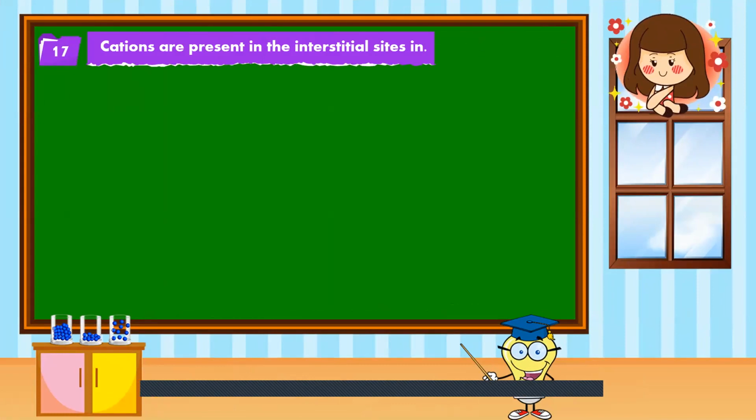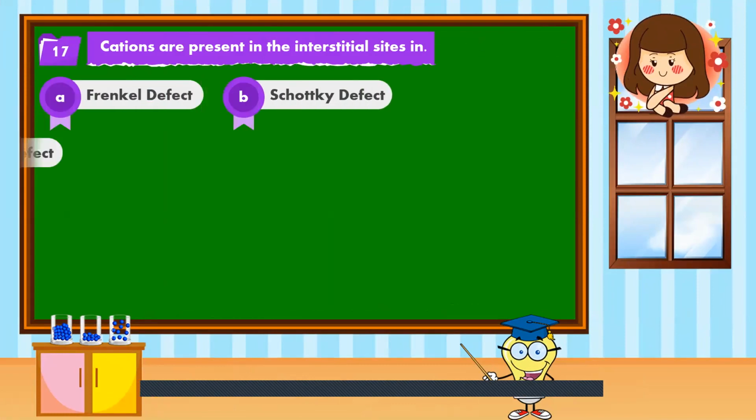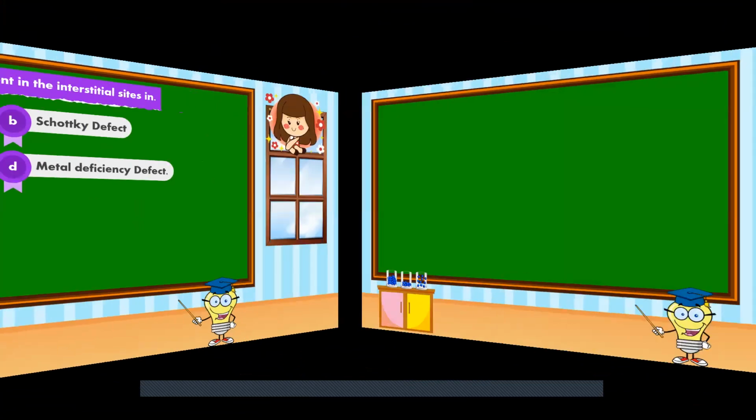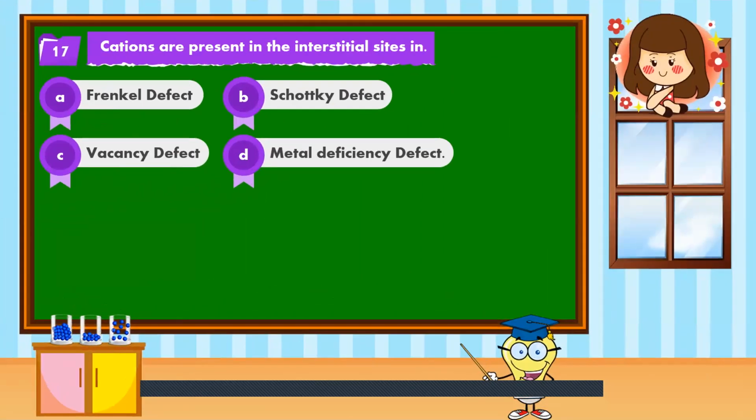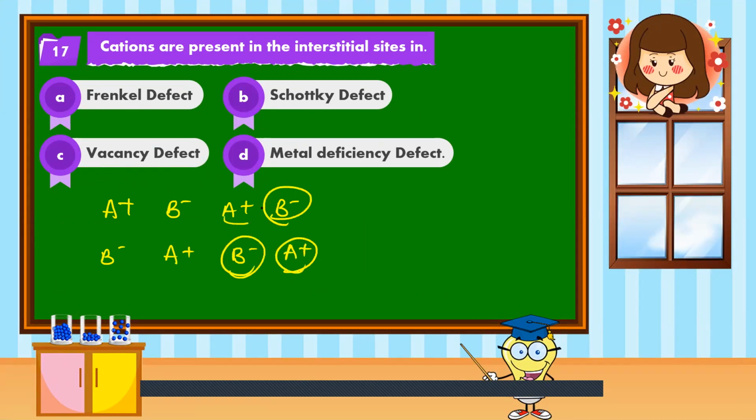Cations are present in the interstitial sites in what? What do you mean by interstitial? Interstitial means empty spaces which are present. For example, you see this is A plus, this is B minus, A plus, B minus, B minus, A plus, B minus, A plus. Like this, all these ions are present. Okay. And now, this is one kind of crystal. Are you following, students? This is a kind of crystal.